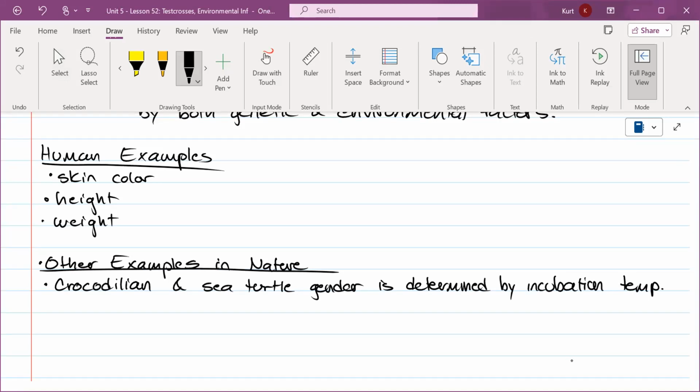I don't know if you guys knew this, but in some species, particularly crocodilians and sea turtles, the temperature at which the eggs are during their incubation in the sand or in the alligator nest, that determines their gender. Colder temperatures make males, warmer temperatures make females. And that has actually been shown to influence which sex they're going to be.